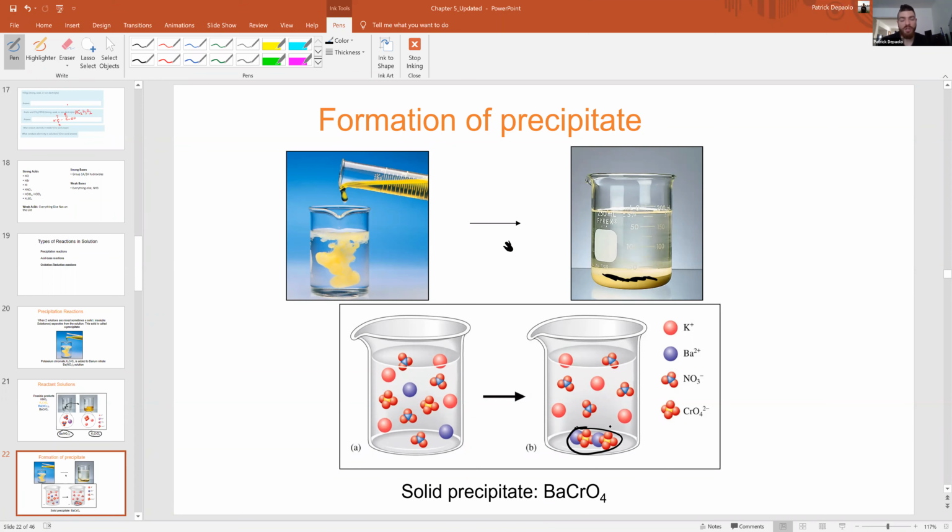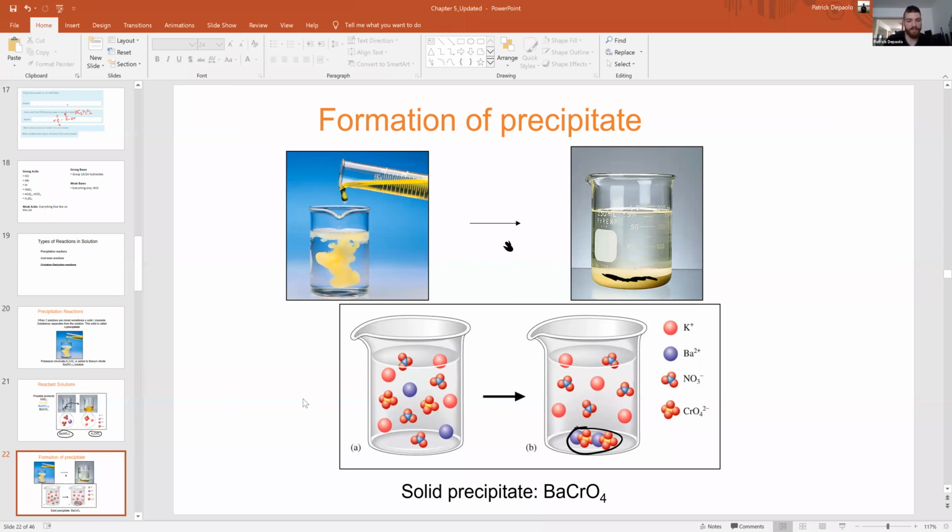You're mixing 2 soluble ions, or soluble ionic compounds. The ions will basically rearrange until one of the combinations is insoluble. Once that happens, you have an insoluble precipitate that forms. That's it. Any questions on what I just said? I'm going to write that down because that was very to the point. And then you see your solid precipitate is barium chromate.